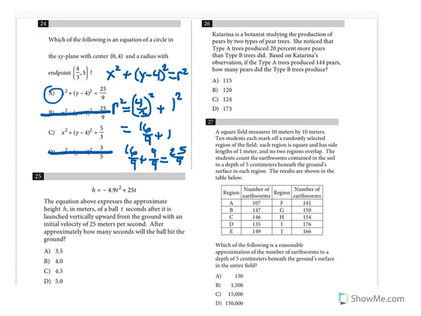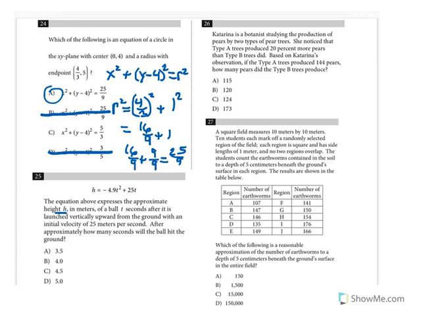All right, h equals negative 4.9 t squared plus 25t. The equation above expresses the approximate height h in meters of a ball t seconds after it is launched vertically upward from the ground with an initial velocity of 25 meters per second. After approximately how many seconds will the ball hit the ground? So there's a lot packed in there. We've got height h in meters, t in seconds, our initial velocity, and it tells us it's launched from the ground. And when will the ball hit the ground?